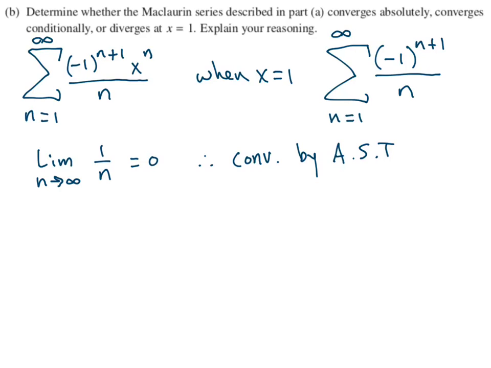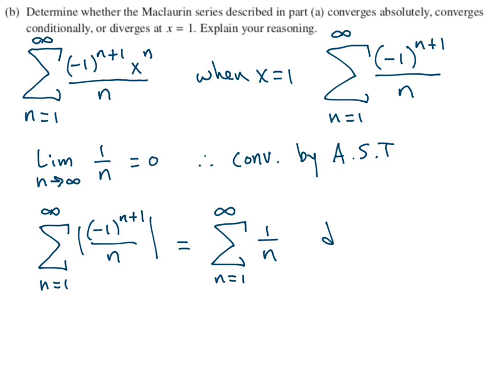So if I remove the alternator, if I absolute value that, I'm going to look at the absolute value of that series and see, all right, is that what mattered? And so I'm going to basically remove that part out, which simplifies down to just the series 1 over n, which is the harmonic series or the p series where the power is 1, and that one does diverge.